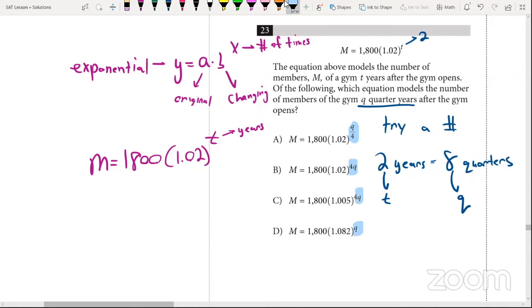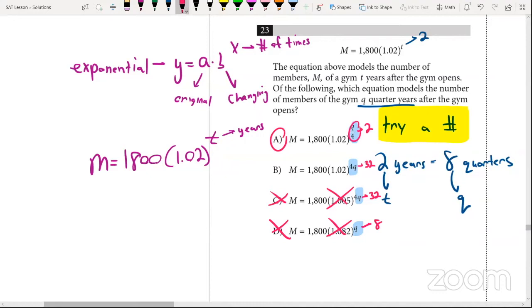And so I would just try the number 8 in all of these. So here you have 8 over 4, which is 2. 4 times 8, which is 32. Once again, 4 times 8, which is 32. This one doesn't even have the same percentage, and neither does this one. So they're kind of beside the point. But notice that when you put 8 into choice A, you get an exponent of 2. So you get this thing to be triggered twice, which is exactly what we needed, because 8 quarter years is 2 years. So by trying a number, we were able to negotiate the difference.